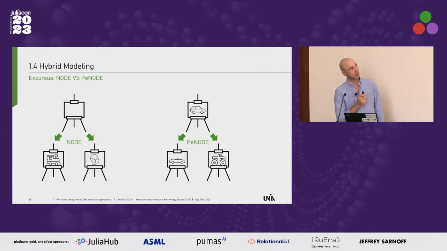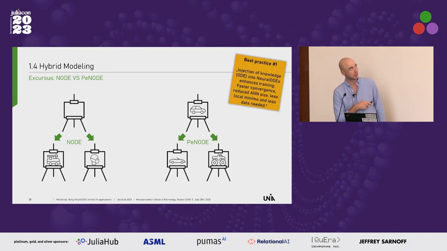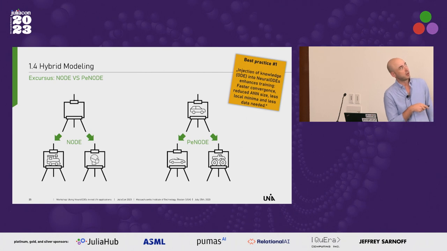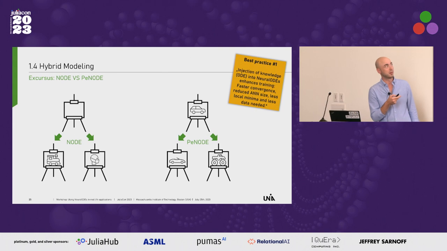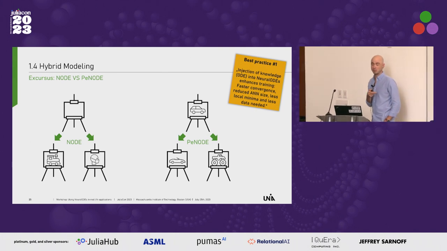So the first real sticky note for today is: injection of knowledge, for example, in the form of an ODE into neural ODEs enhances training. We have faster convergence. We have a reduced ANN size because the ANN needs only to be large enough to learn the unmodeled physical effect, and therefore less local minima, and we also need much less data.